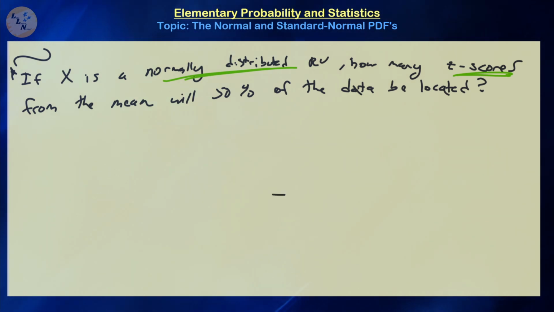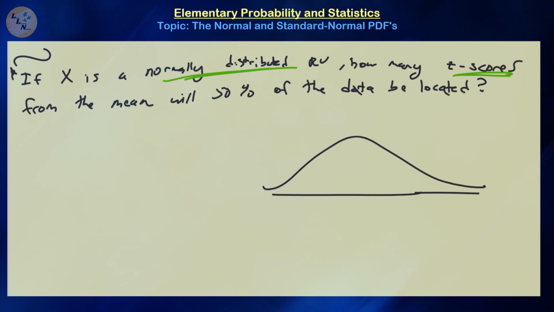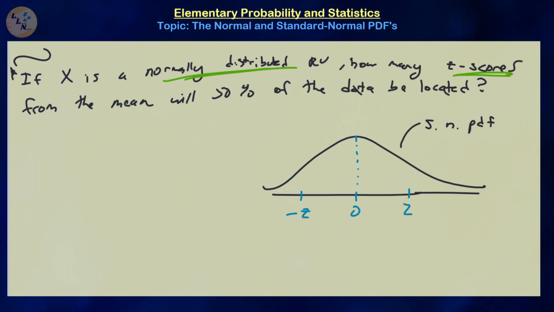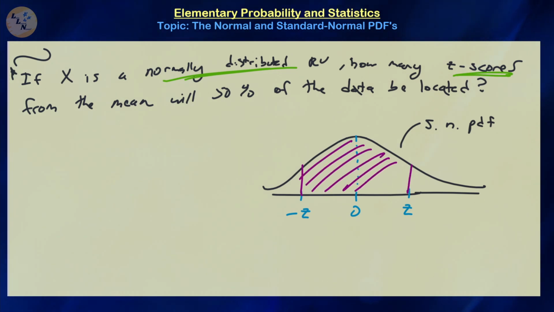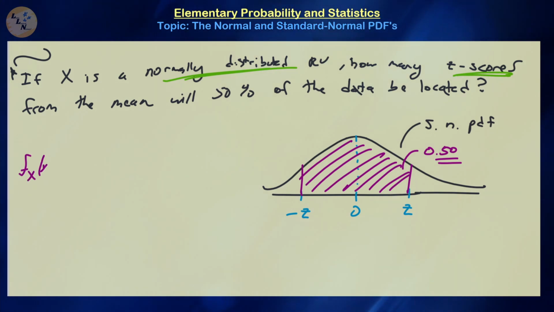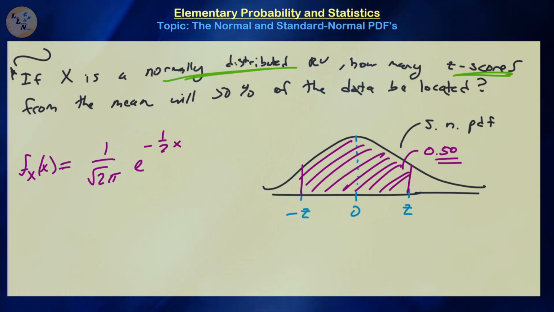So again, let's just draw our picture, right? So this is, again, our standard normal PDF. So what do we want? We want two numbers. Remember, the standard normal is centered around 0, so we're looking for two numbers, minus z to z. We don't exactly know what these values are, so we're just going to treat them as unknowns. So we want this area to be equal to 0.50, right? So again, what is this distribution equal to? This distribution is equal to 1 divided by the square root of 2 pi e to the minus 1/2 x squared. So that's our standard normal distribution.